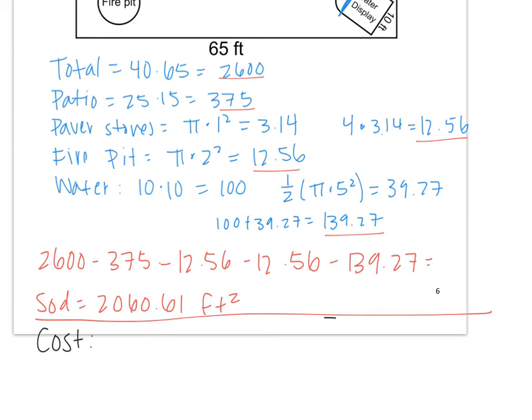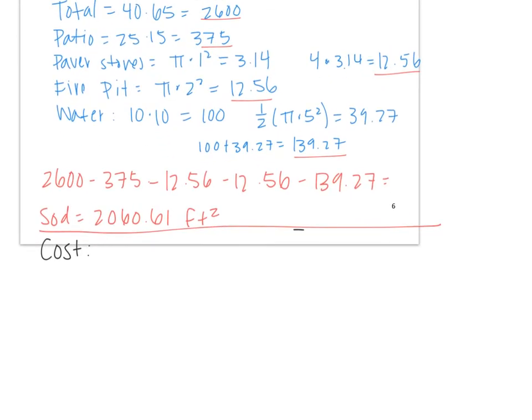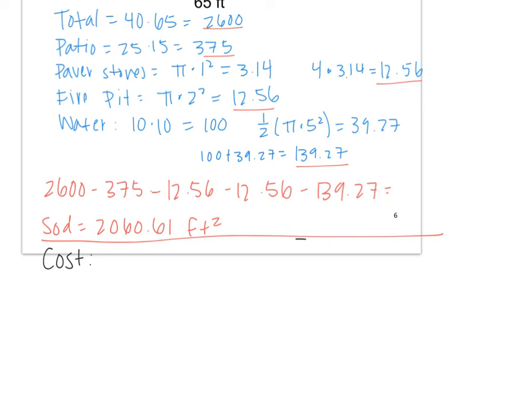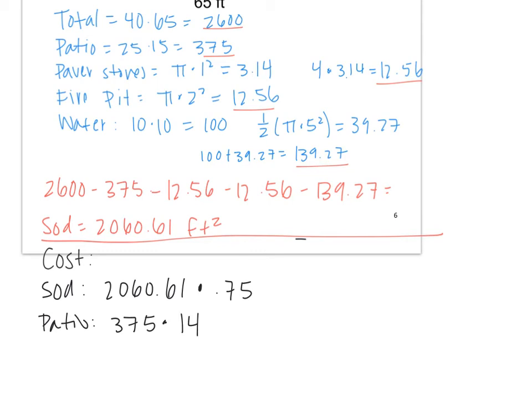So the sod, I'm just going to keep breaking this down by the same order they had us go in before. So sod, we're going to take our area times our cost. And here it was only 75 cents a square foot. Patio, we are going to take our area times the cost. So here it's a lot more expensive, $14 per square foot. The paver stones are just $16 a piece. There were 4 of those.